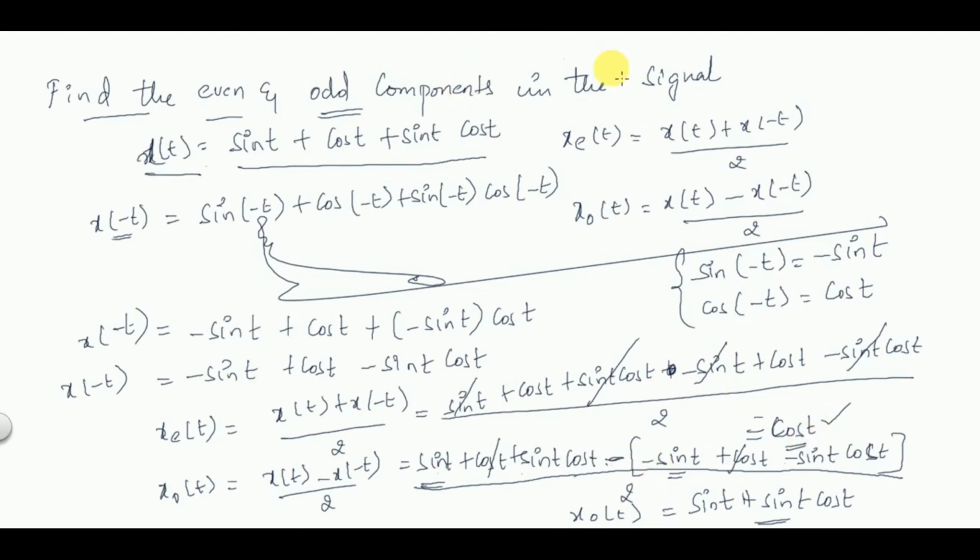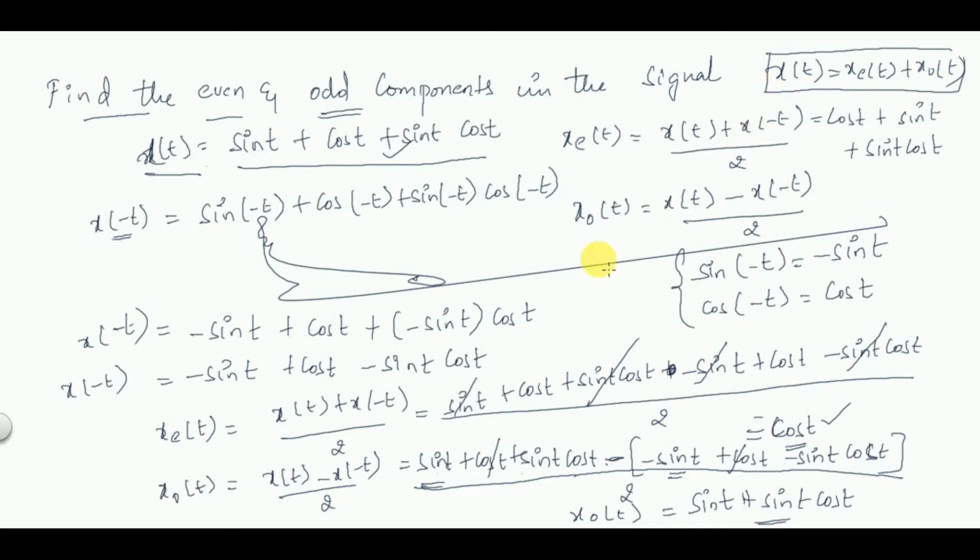And if you want to get the total signal, it is again even component plus odd component. If you see here, the even component is cos t plus the odd component sin t plus sin t cos t is your original signal. So the original signal is the combination of the even and odd components of the given signal, and this is how we can find the even component and odd component of the given signal.